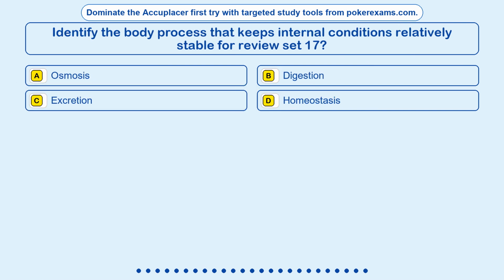Question 24. Identify the body process that keeps internal conditions relatively stable for review set 17. Option A, osmosis. Option B, digestion. Option C, excretion. Option D, homeostasis.